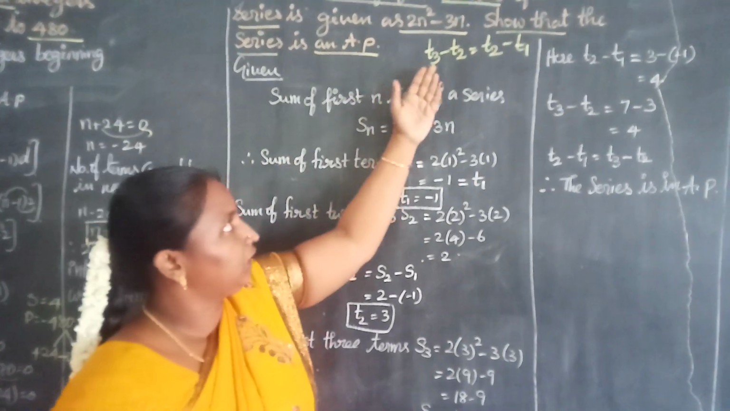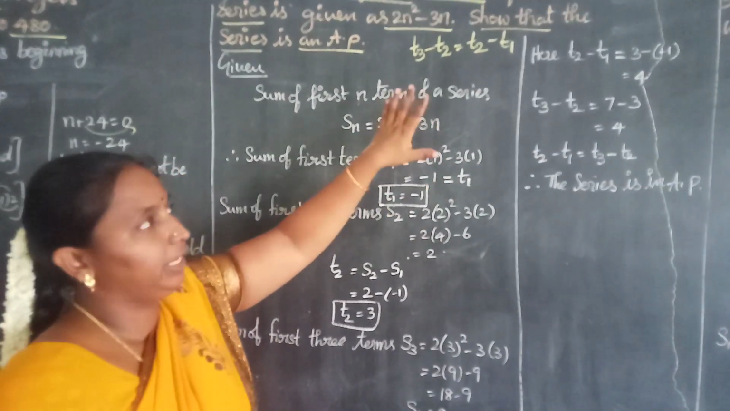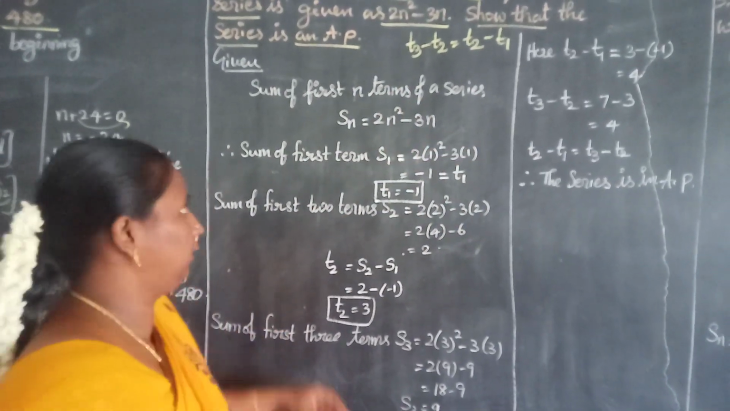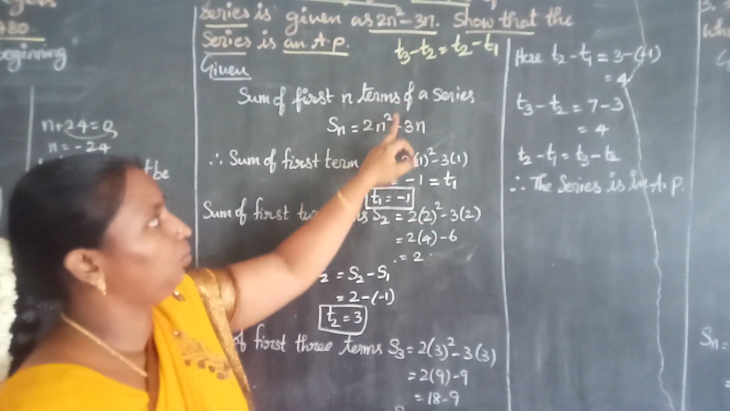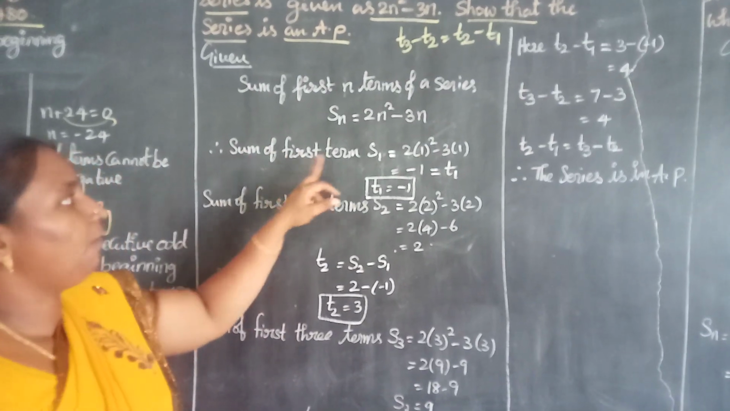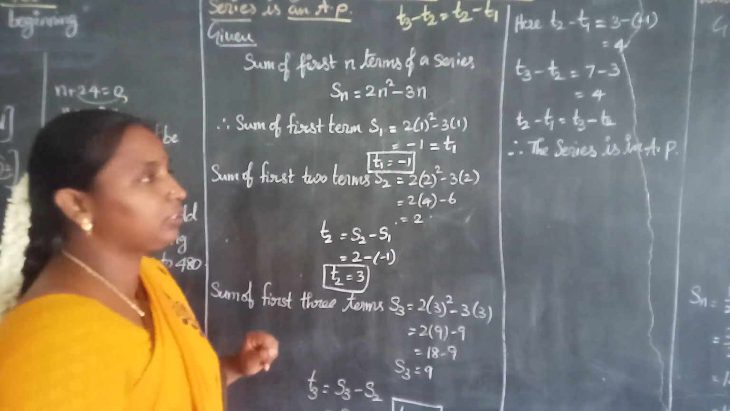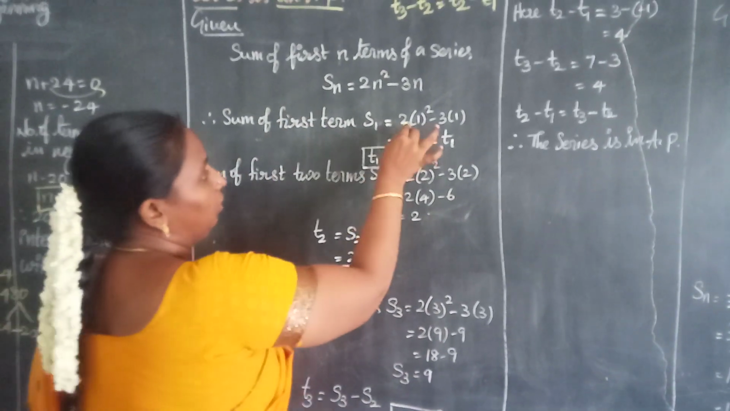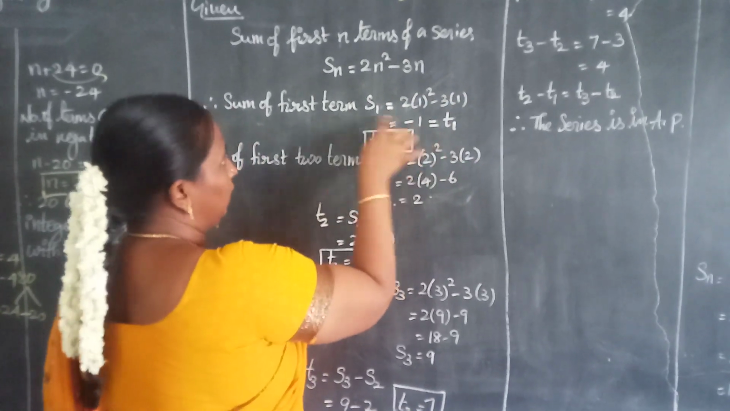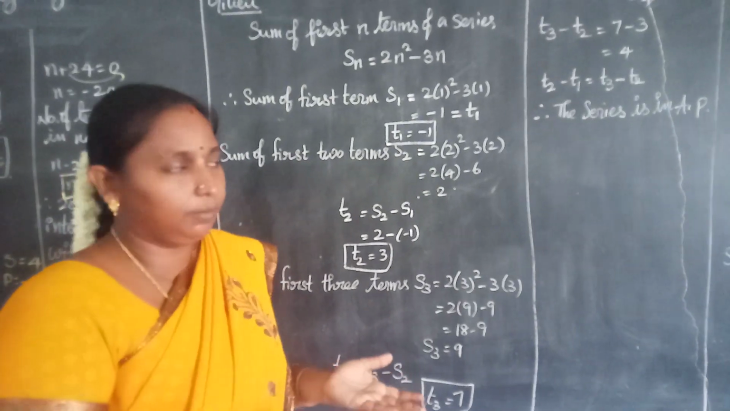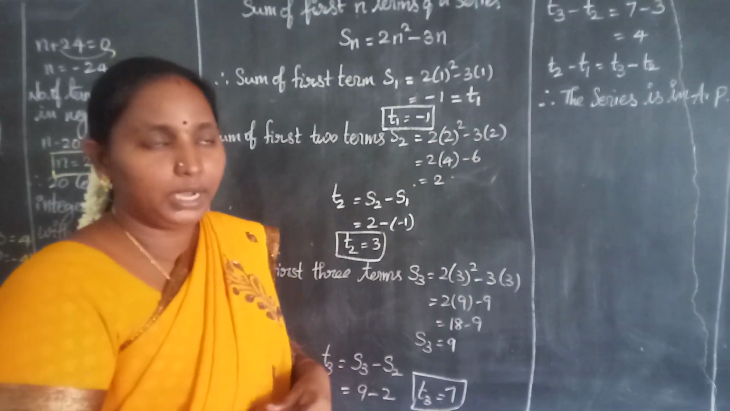Okay. For finding T1, T2, T3, we don't know the values. Using this Sn only, we are going to find term 1, term 2 and term 3. Here the sum of the first n terms of a series is Sn equals 2n square minus 3n. Sum of the first term, S1: instead of n we substitute 1, because it is the sum of the first term. So 2 into 1 square minus 3 into 1, 2 minus 3 gives minus 1. It has only the first term, so definitely S1 equals T1, that is T1 equals minus 1.